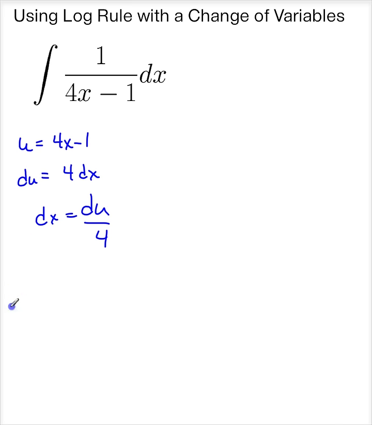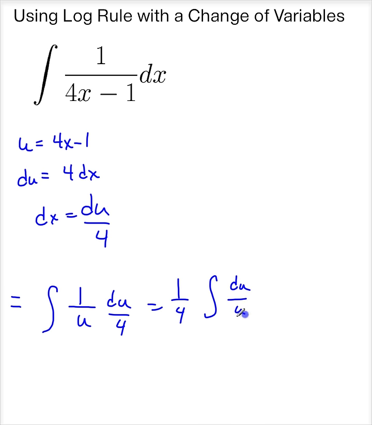So my integrand becomes the integral of 1 over u, and dx is du divided by 4. So this is 1/4 the integral of du over u, or 1/4 the natural log of the absolute value of u plus c. Now remember, you have to substitute back in. So this becomes 1/4 the natural log of the absolute value of 4x minus 1 plus c.